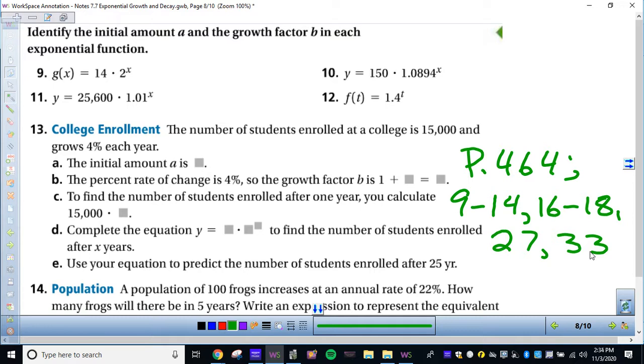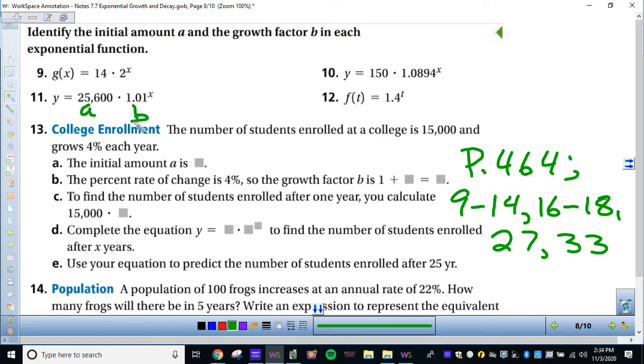So, I'll write it up here. First of all, is it growth or decay? Do you know, Charlotte? No. Remember that very first slide we talked about: greater than 1 is growth, less than 1 is decay? Because of that 0.01, it's just a smidge bigger than 1, so it's growth. So A would be the 25,600, and the growth factor is B in each exponential function.